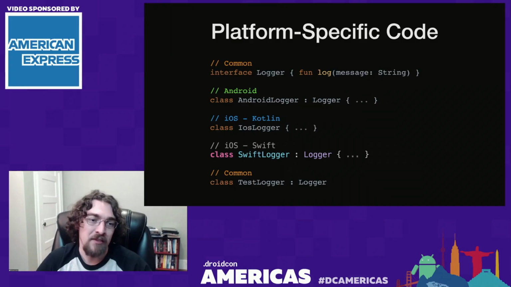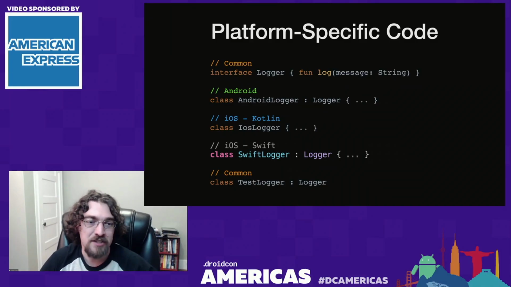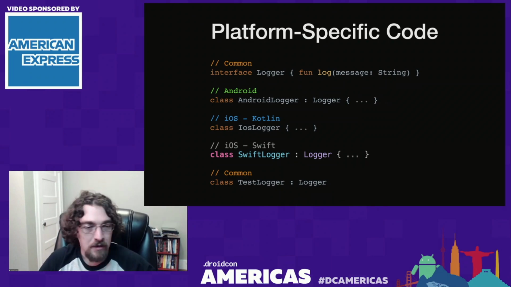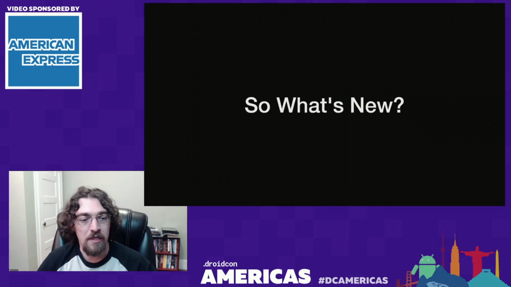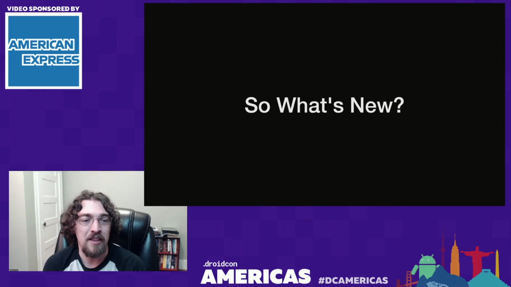This could be something like a Lambda that you pass in as an argument to some other structure. There's lots of different ways that you can structure your shared code to be able to pass this sort of thing in. So that is the kind of whirlwind tour of what Kotlin Multiplatform is. But this talk is supposed to be what's new, right? So let's talk about what's new.